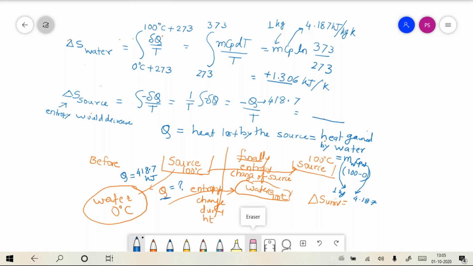So you need to be clear that this T is the temperature of the source, okay, which is obviously 373 Kelvin. So minus 418.7 upon 373. So that comes as minus 1.122. Check this answer.